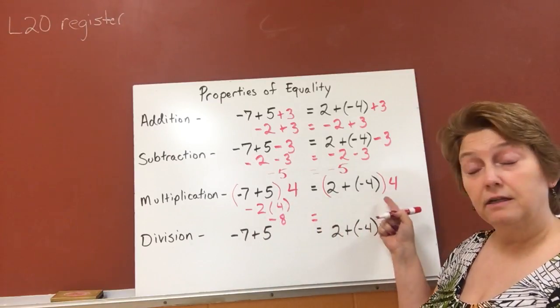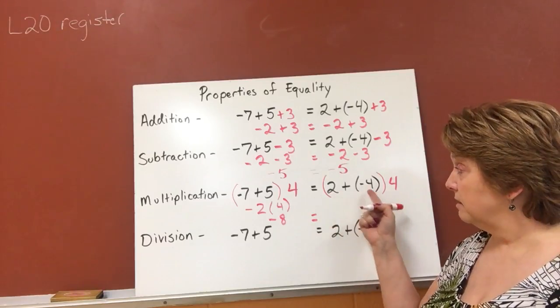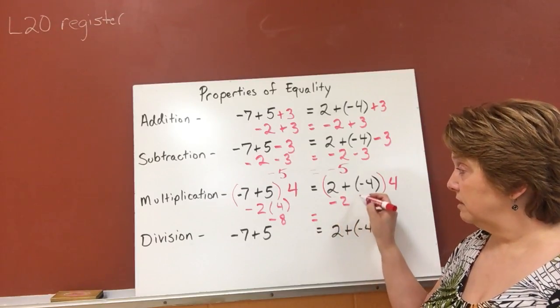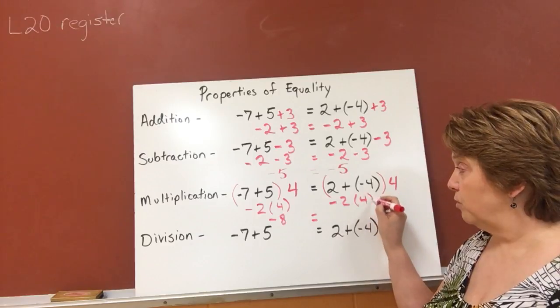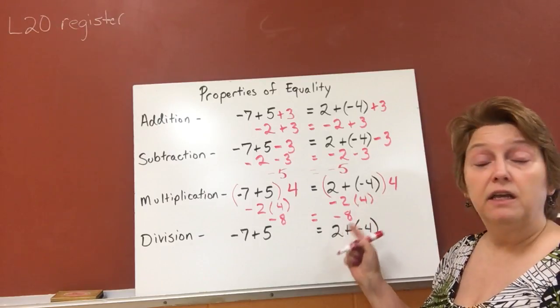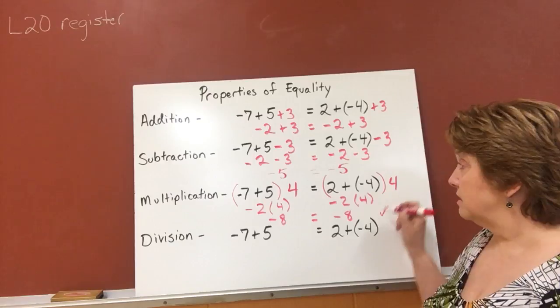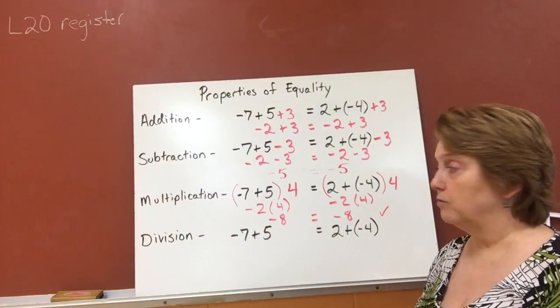And we want to know, is it going to stay equal on the other side? So we have -2 in the parentheses times 4, -8. -8 equals -8. So this is true. Every one of these ends up true.